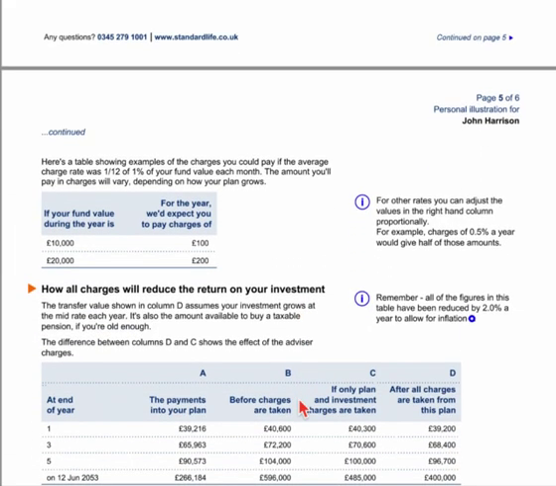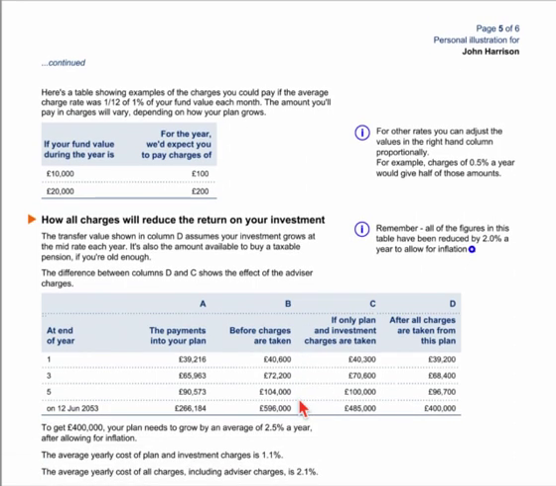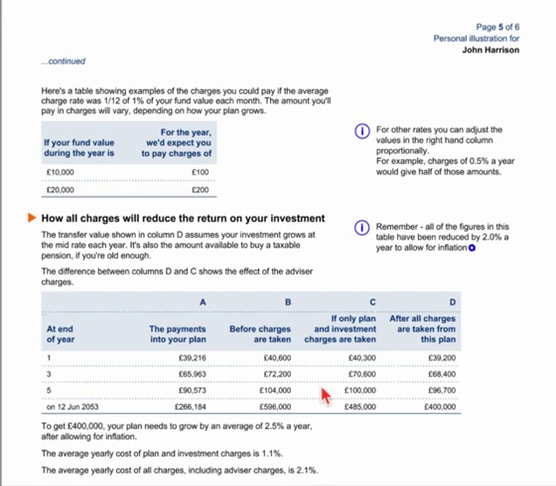So charges have an effect on the growth. Now this table here has a number of examples at the end of year 1, end of year 3, end of year 5, and at your retirement date. I'll just look at the effect of the charges at your retirement date. Again, this is all based on the mid-growth rate.